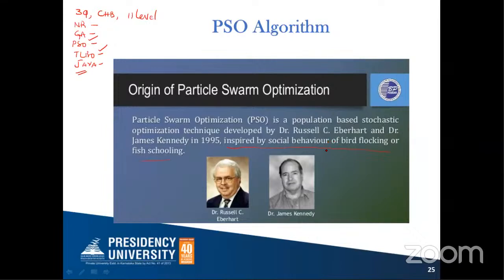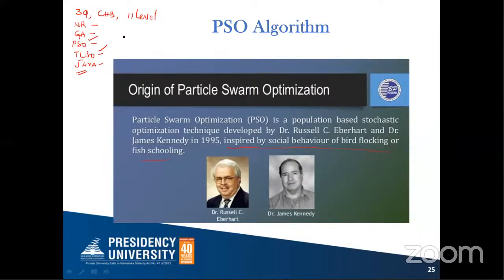Here the mimicking process is the way the birds find the food. So that social behavior they have mimicked in solving some engineering problems. In my case, the problem here is to control the inverter with minimum percentage THD.